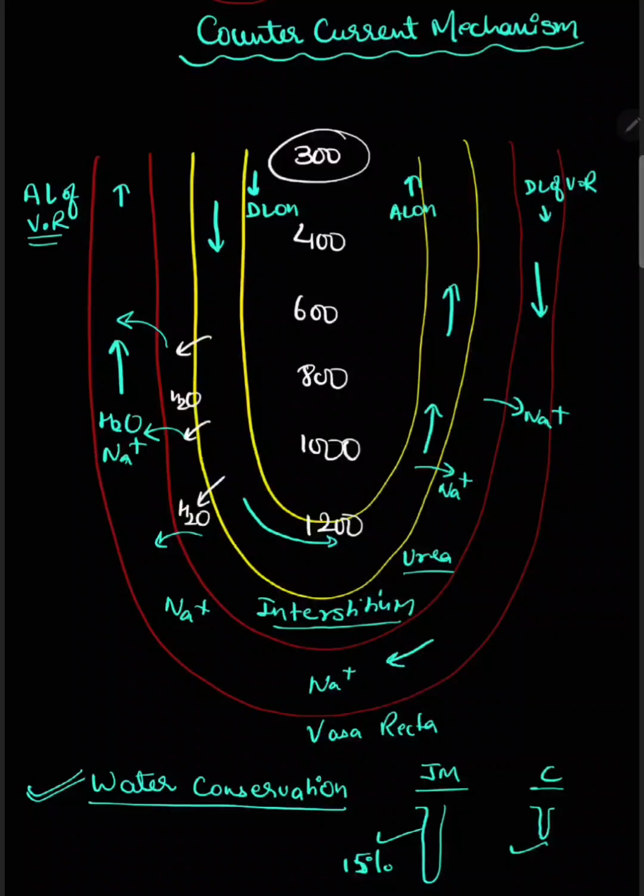So this is the significance of the long loop of Henle. This is the importance of having juxtamedullary nephrons and cortical nephrons. This is the difference between their roles.